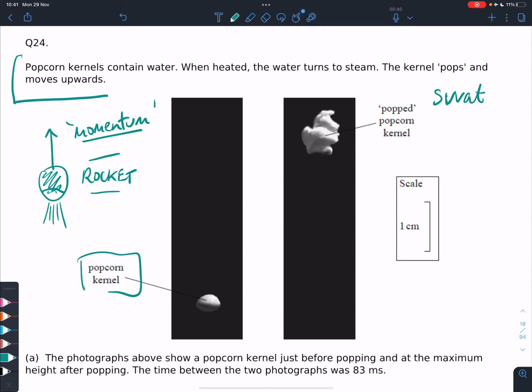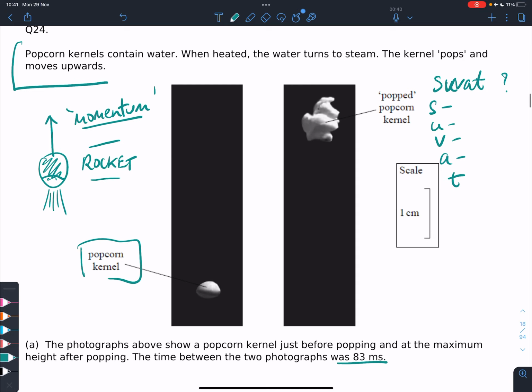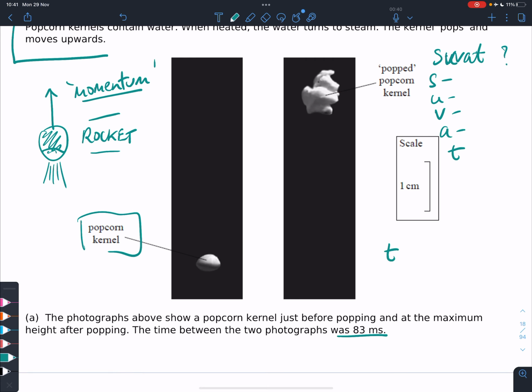So Suvat, where S is the distance, U is the initial velocity, V is the final velocity, A is the acceleration, T is the time. You're probably going to have to use that at some point. Right, so what we've actually got here is that the time between the two photographs is 83 milliseconds. So the time equals 83 milliseconds. And we get this all the time in Suvat. They've said maximum height here. And at maximum height, the velocity is equal to 0 meters per second. So V is equal to 0 meters per second.